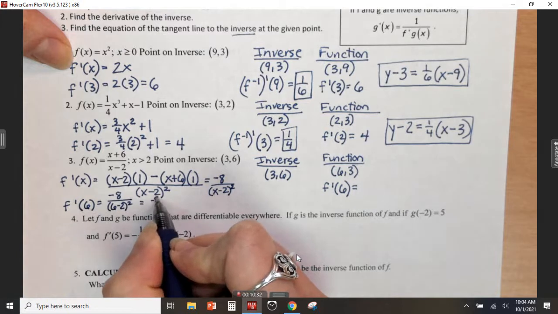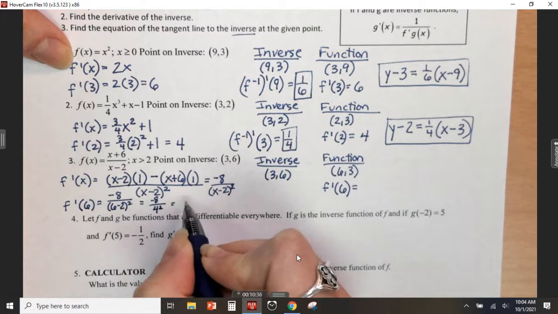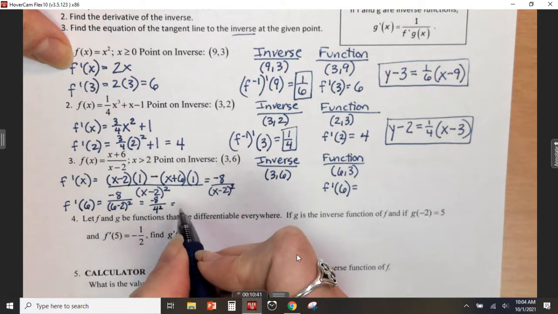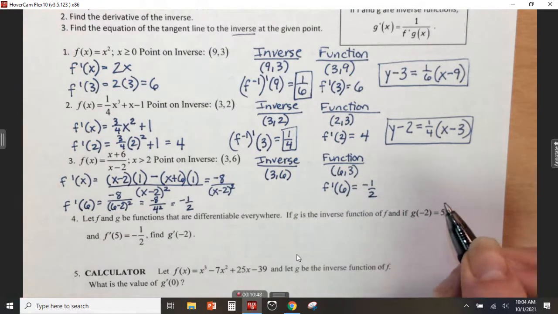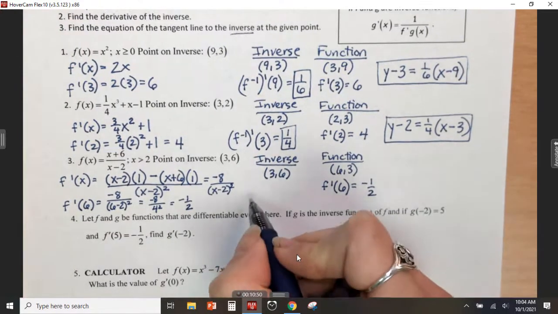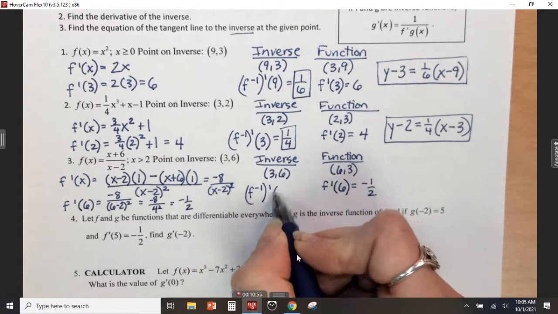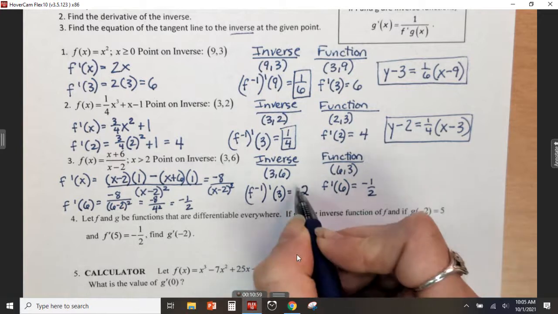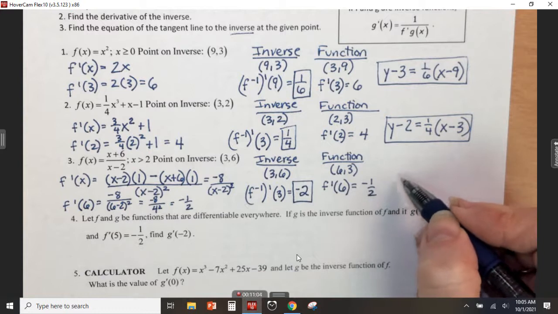So negative 8 over 4 squared is 16. Negative 8 sixteenths would equal negative 1/2. Negative 1/2 is the derivative of the function at 6. So what is the derivative of the inverse at 3? Negative 2. So now I'm ready to write my equation of the tangent line.